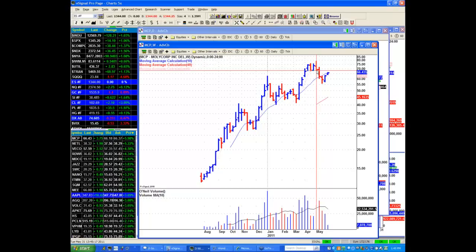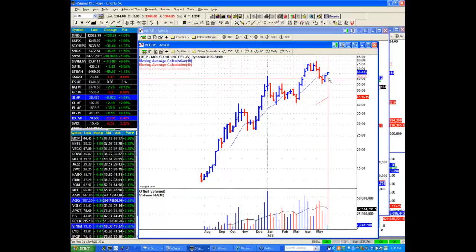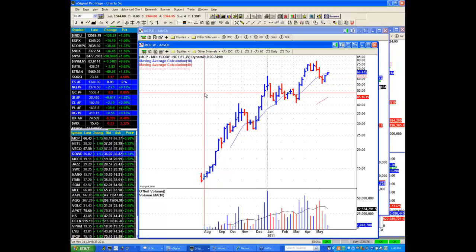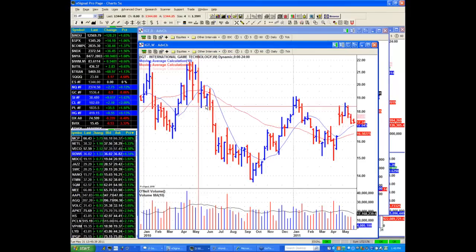I'm remembering IGT, International Game Technology, way back when it had its first big move in the early 90s. I remember it formed a short little six-week, kind of deep base. Do you remember that one, Dr. K? It formed a cup with a handle, and it was kind of narrow on the cup, and it took off. I think you're talking about around the war, very early '91.